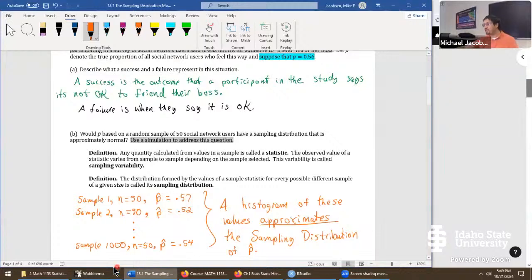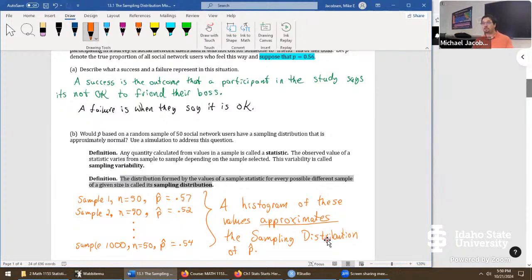So what's the sampling distribution? Let's read the official definition. It is abstract. So clear your mind, take a deep breath, and let's go through it. The distribution formed by the values of a sample statistic for every possible different sample of a given size is called the sampling distribution. So we imagine every possible sample of size 50 needs to be taken. Then every single p hat needs to be calculated from all the possible samples. Once you do that, you have the sampling distribution. It collects into one distribution all the potential values p hat could ever be.